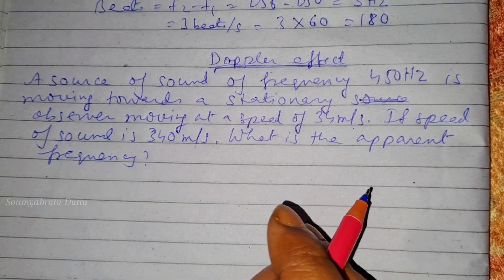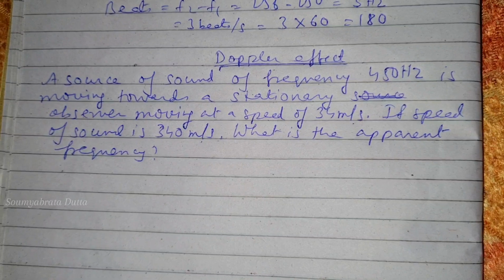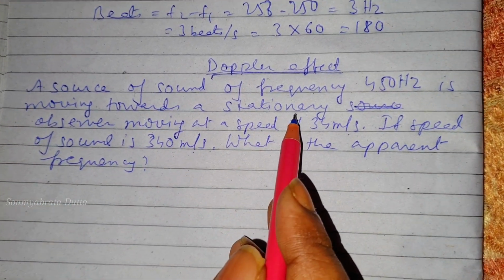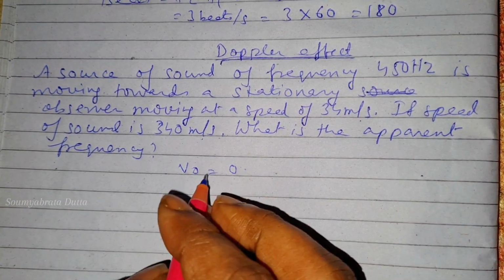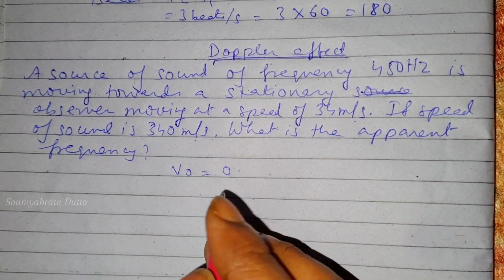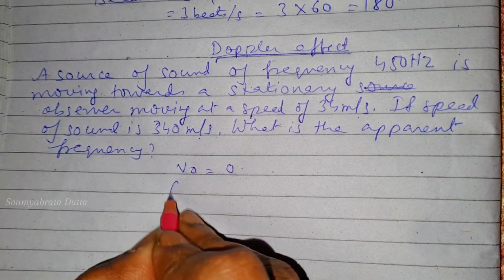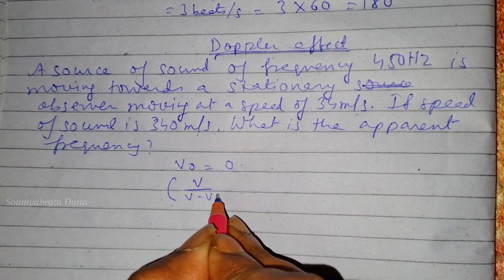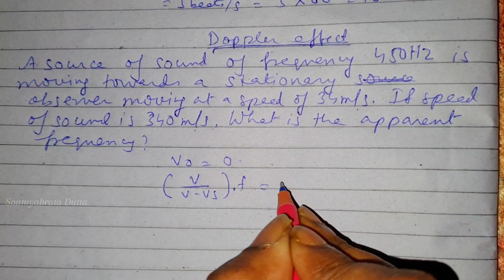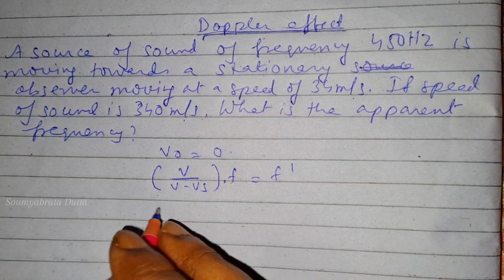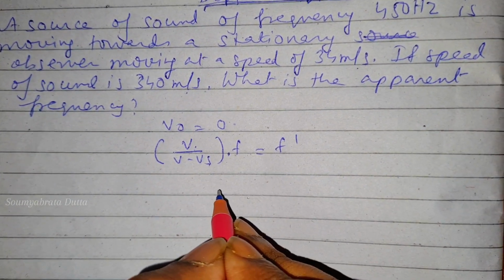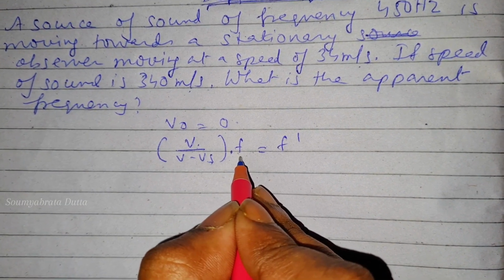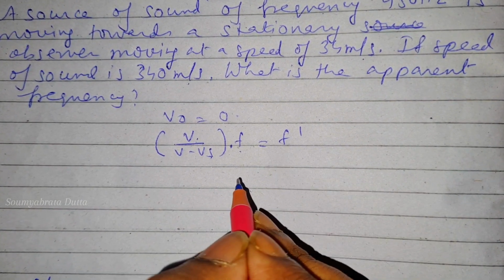Now, when the observer is stationary, that means observer velocity is 0, and the source is approaching towards the observer, it is given by f dash equals v by (v minus vs) into f. Here v is the velocity of sound, vs is the velocity of source, f is the frequency, and f dash is the apparent frequency.